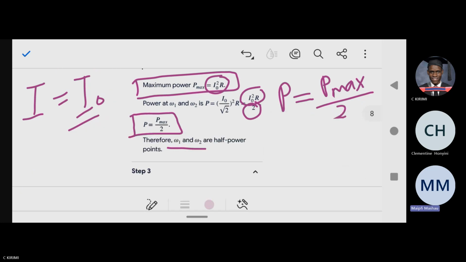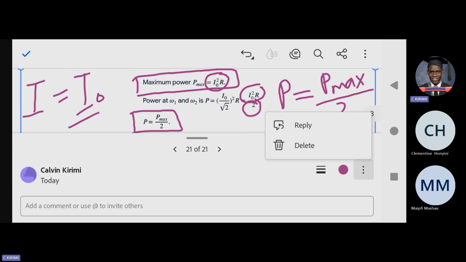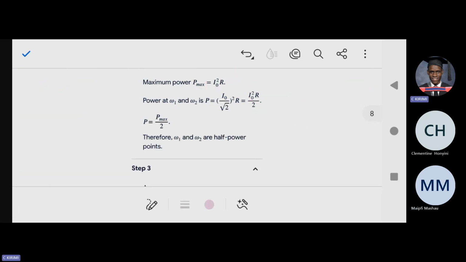So we're done with question 2. 2A, we are not done with the word question. This is 2A, which you are going to write. So this one is what you are going to write for half power points. That is the one for half power points.